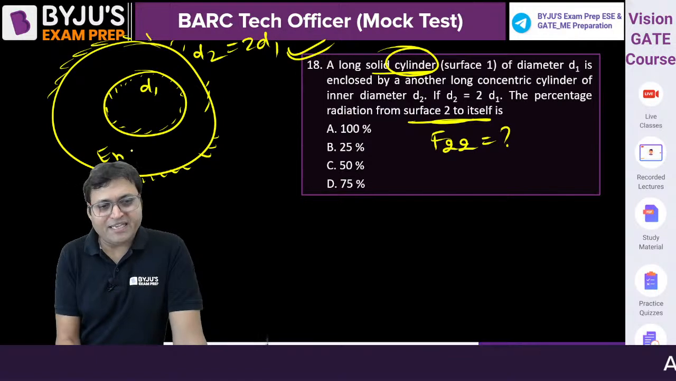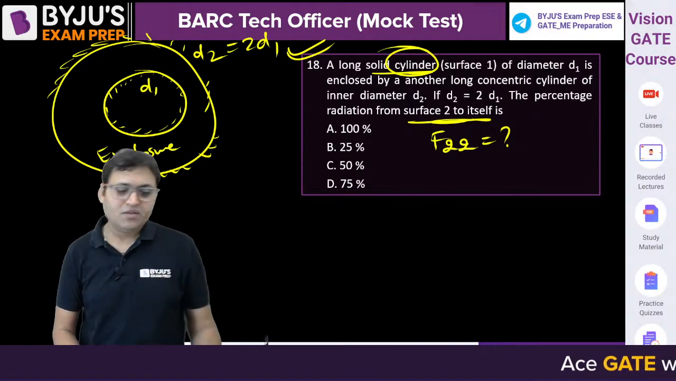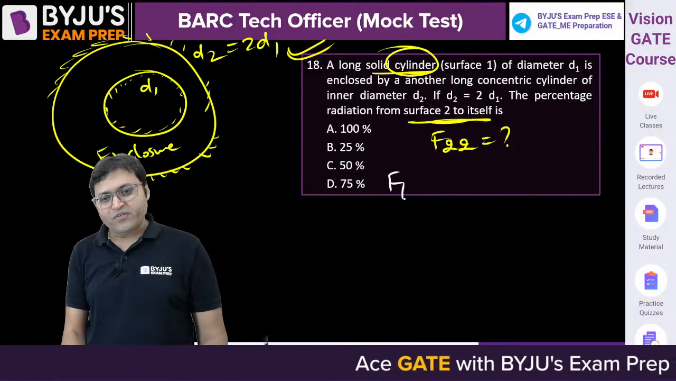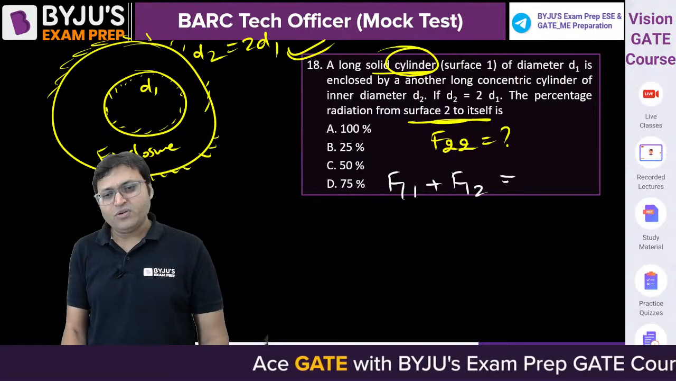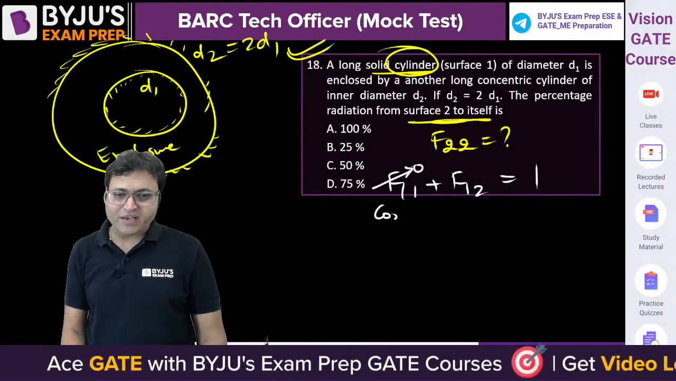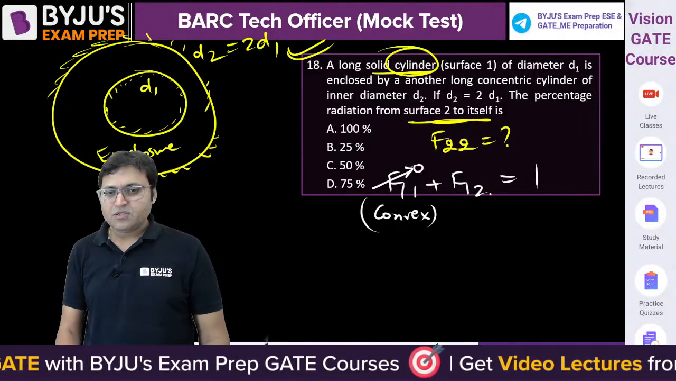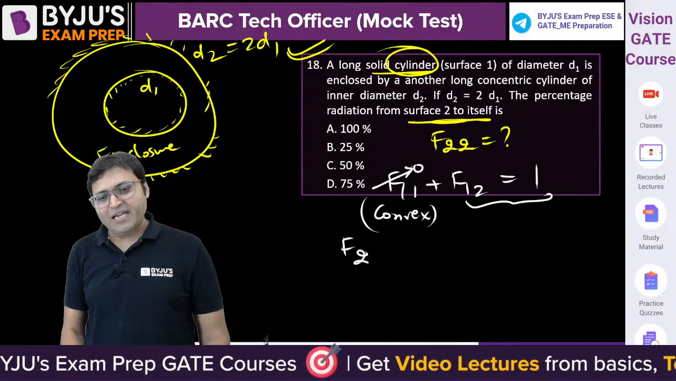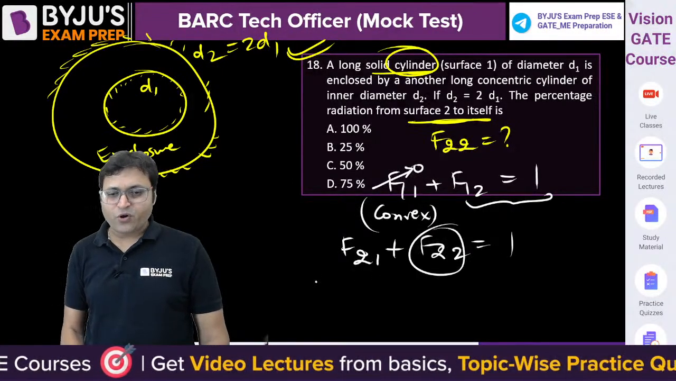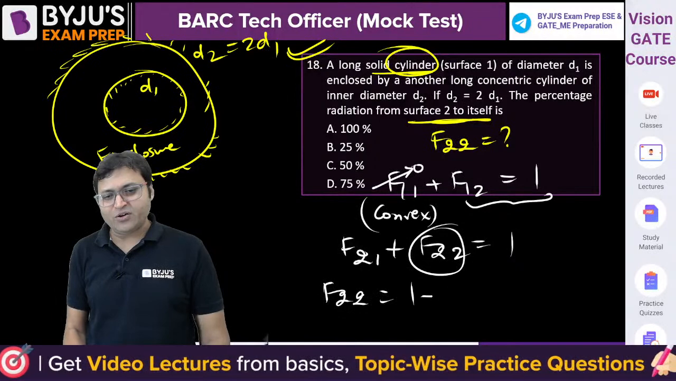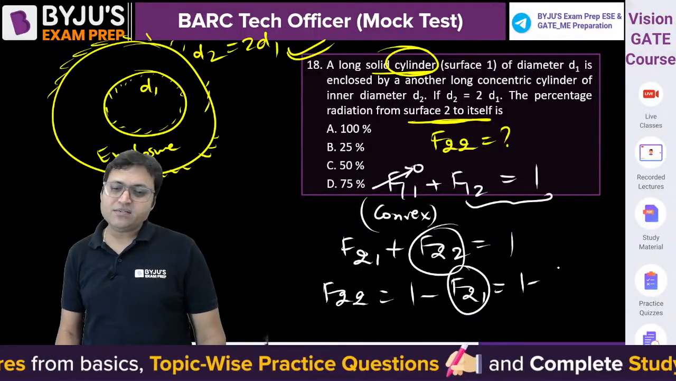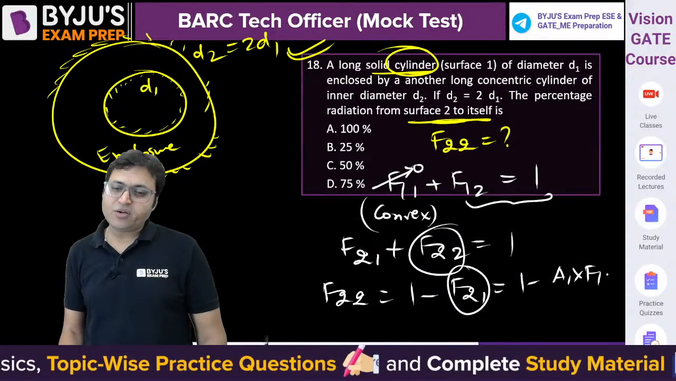This can be treated as an enclosure, a two surface enclosure. So we can say F11 plus F12 is equal to 1. F11 is equal to 0 because it is a convex surface. So F12 is equal to 1. Similarly, F21 plus F22 is equal to 1. So from here we can say F22 is equal to 1 minus F21. And F21 can be written by using the reciprocity theorem.